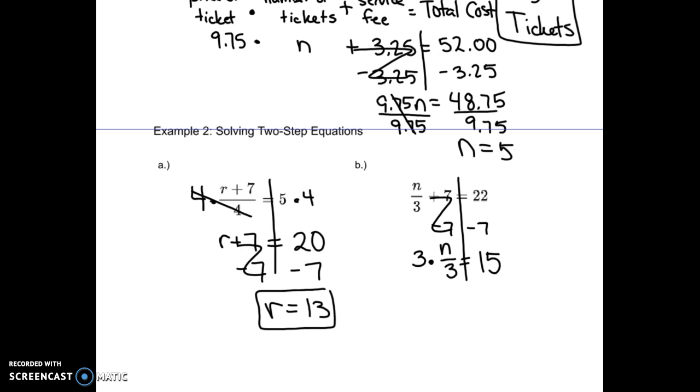And then I multiply both sides by 3. So N is equal to 45.